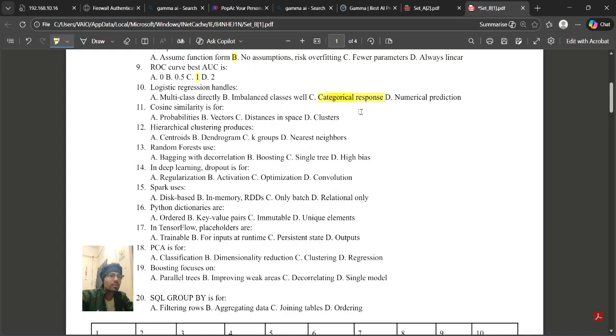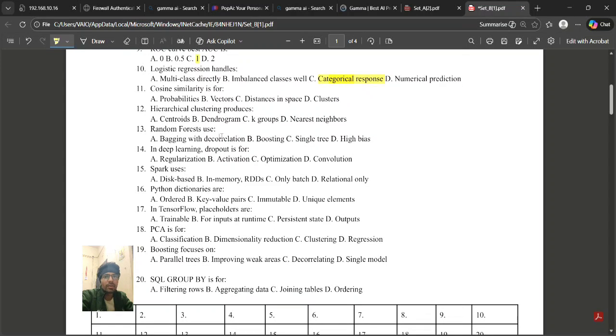So this is our answer. Now go through question number 11. Question number 11 asked about cosine similarity. Cosine similarity is used for vectors. It measures the cosine of the angle between two vectors, giving a value between -1 and 1. It is commonly used in text analysis and recommendation systems to measure similarity between documents and user preference. So our answer is B, vectors.